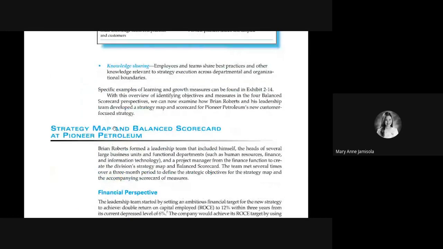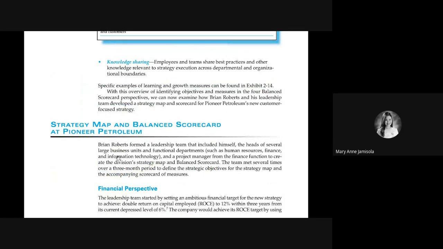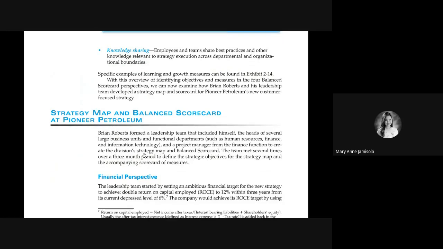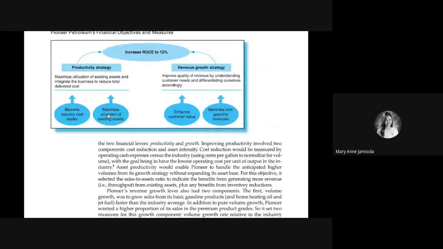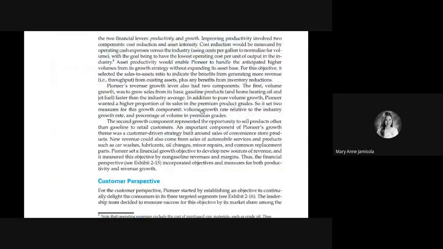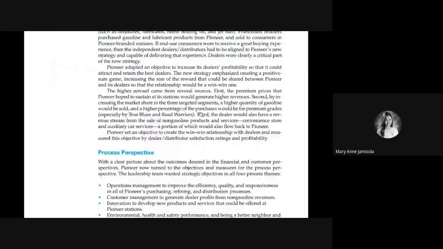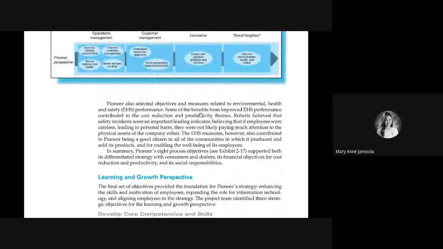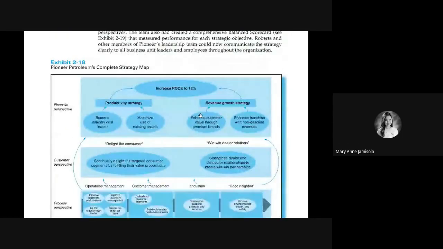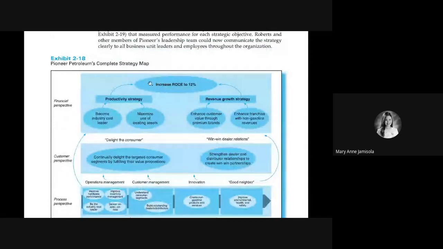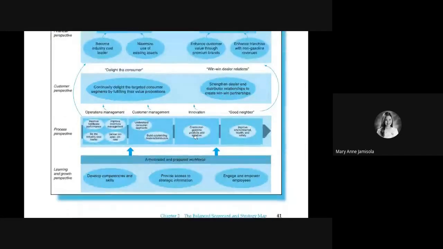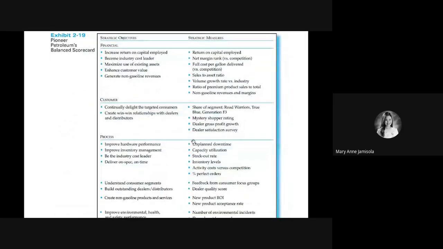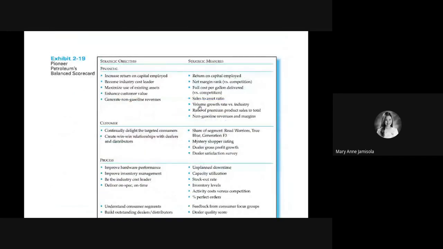Then at this portion of the chapter, this is when the strategy map and balanced scorecard is applied to the sample company, which is Pioneer Petroleum. You can look at it on your own. Okay, so this is now the strategy map of the sample company, Pioneer Petroleum. And this is its balanced scorecard.